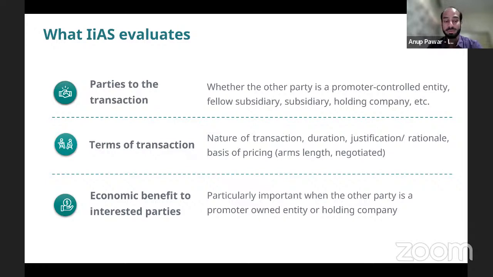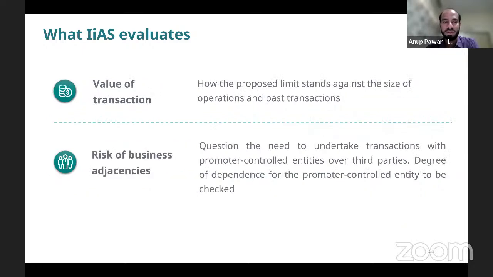What is the economic benefit to the interested parties? I spoke about the steel company example. So why should the promoter have another company which is directly competing with the listed company? Why should these not be merged, and why should all the business not be carried out through the listed company? Something that investors really ask. Value of transaction, risk of business adjacencies, we just about covered.